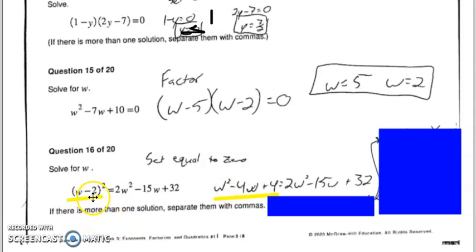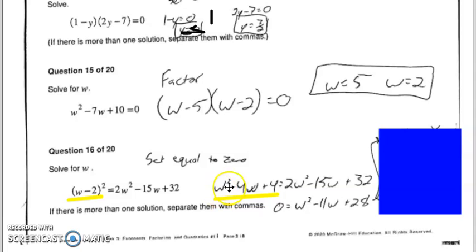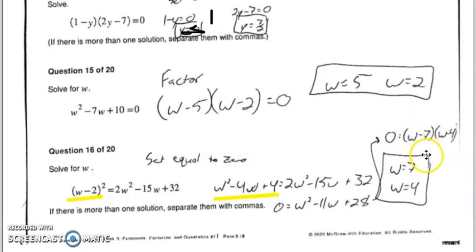So w minus 2 quantity squared is really w minus 2 times another w minus 2, and this is what we result in. Then we want to set everything equal to 0, so I'm going to stack everything over to the right-hand side. I moved the w squared over, added the 4w, subtracted the 4. And then we factor, and once it's factored, we can go ahead and solve. Remember, we like these to be equal to 0 when we solve them.